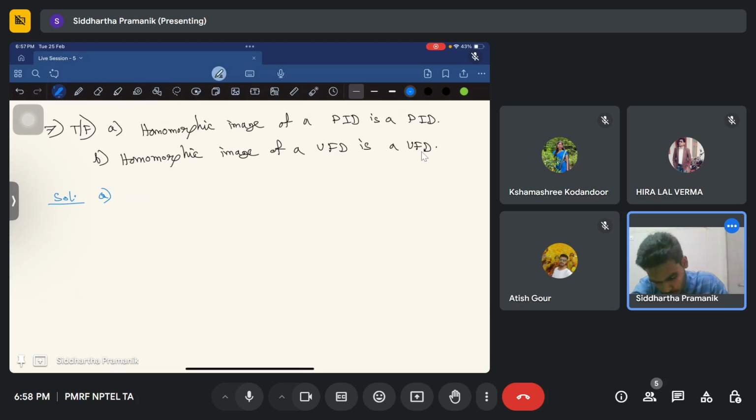Actually this is not true. First of all, the homomorphic image of an integral domain may not be an integral domain. So from that we can say that both are false, and the reason is that the homomorphic image of an integral domain need not be an integral domain.